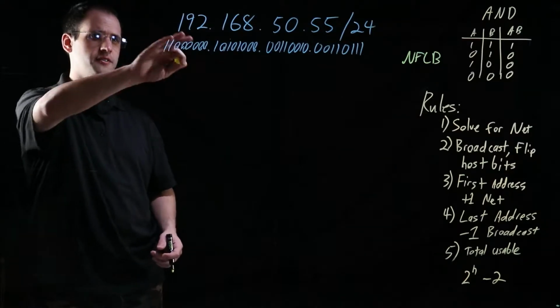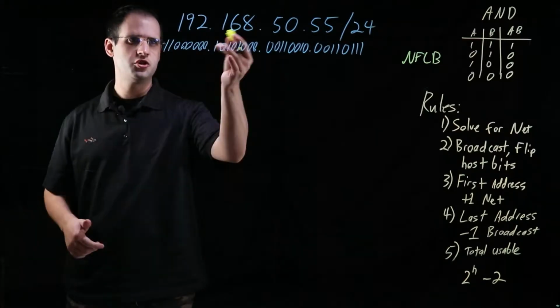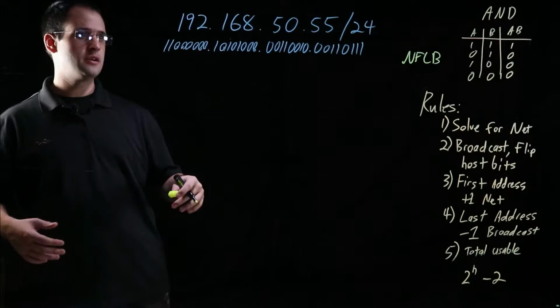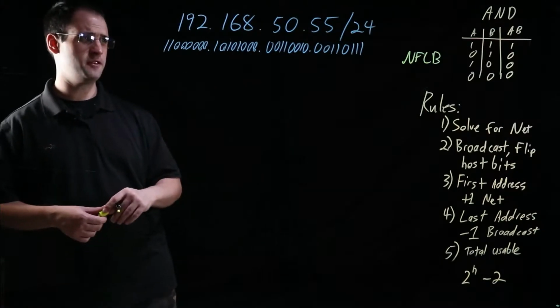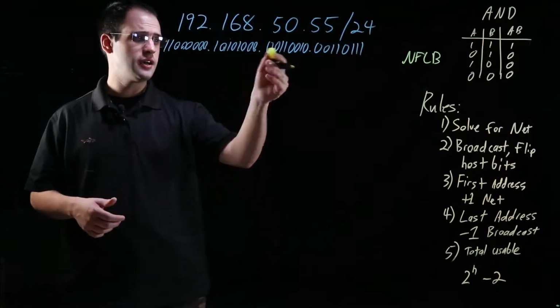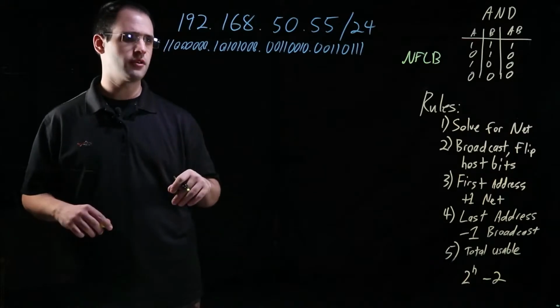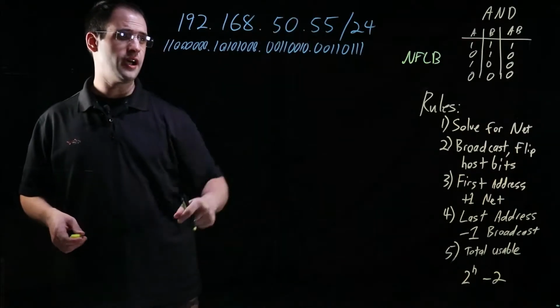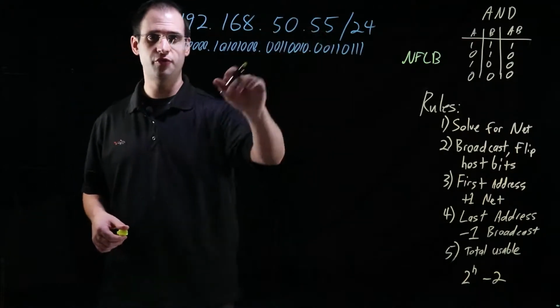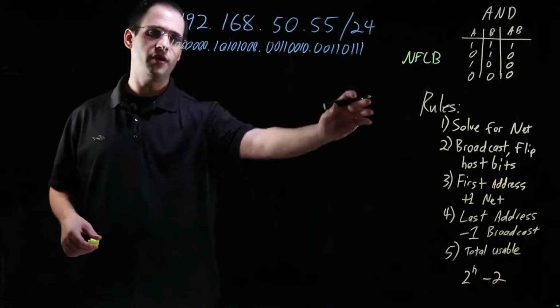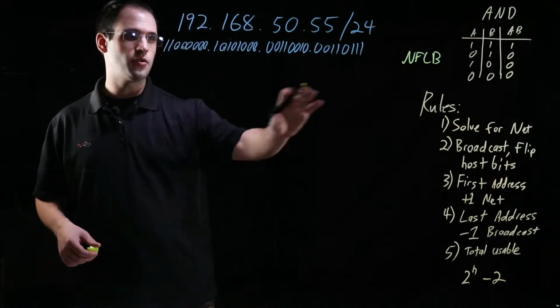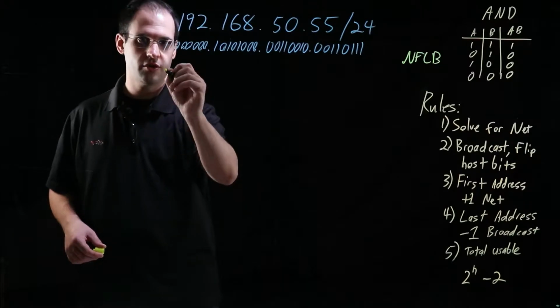address. So I've already got this address written out here, 192.168.50.55. Sorry, not 42, 50.55, 42 is the last one. And we're doing, again, a /24 network, right? So again, /24 says that there are 24 ones in my subnet mask going left to right. Okay, so I can write that out here.